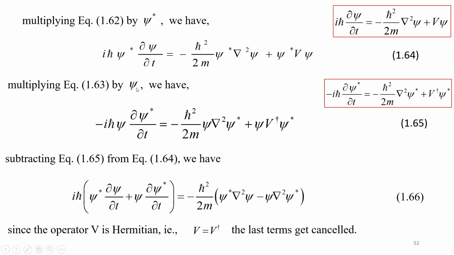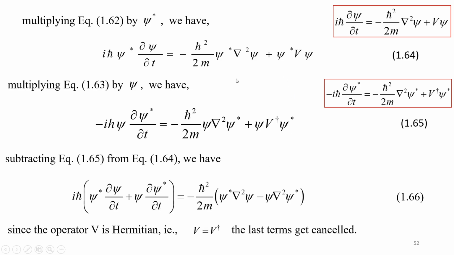So this becomes plus. Your left hand side, pulling i h bar common out, we will have i h bar times psi star d psi by dt plus psi d psi star by dt, which is equal to the right hand side. Just take the last term. The last term goes with psi star V psi minus psi V dagger psi. Suppose we are going to consider V equals V dagger, that is, the operator V is Hermitian. That means we will have real values. So in that case, both the terms will get cancelled.